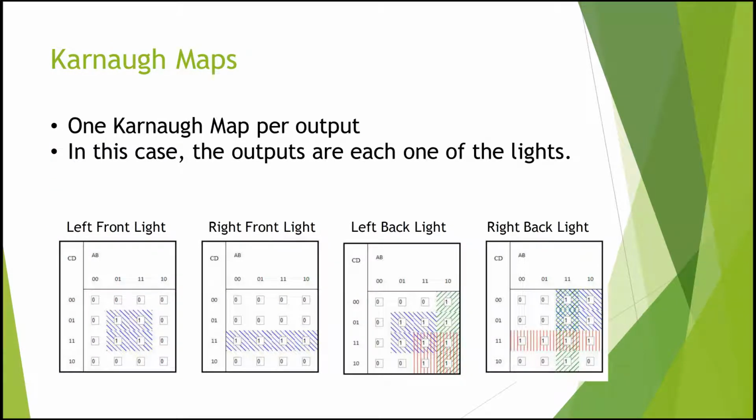Each output has its own Karnaugh map, and in this case, each output is one of the lights on the car. We use Karnaugh maps to simplify the circuits by eliminating wiring and gates that are redundant. Each one of the loops you see here tells us which inputs we need to connect to the outputs and allows us to make our design more efficient.